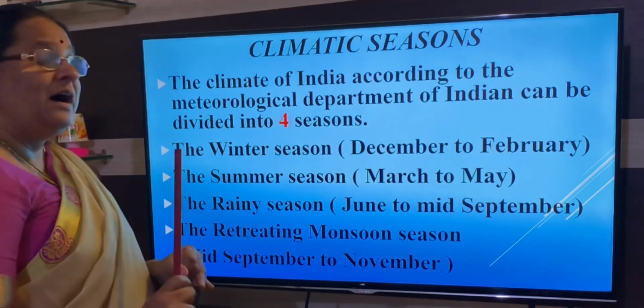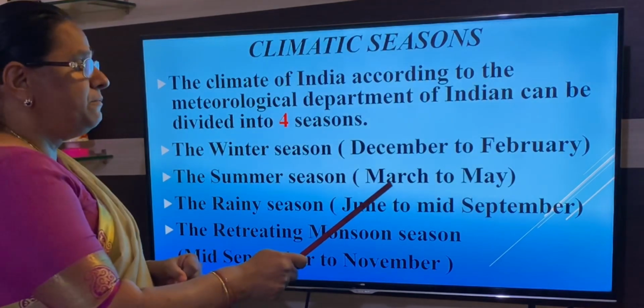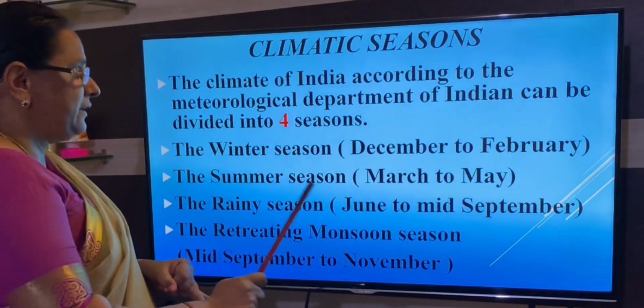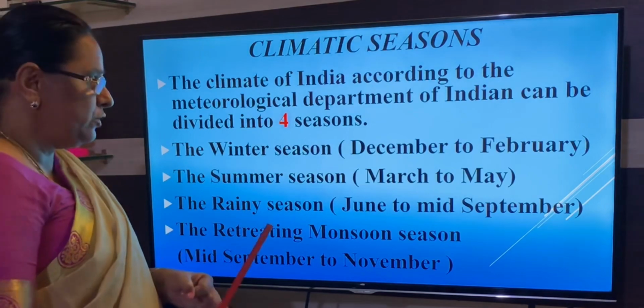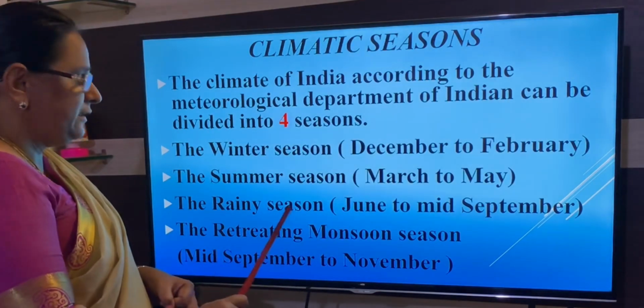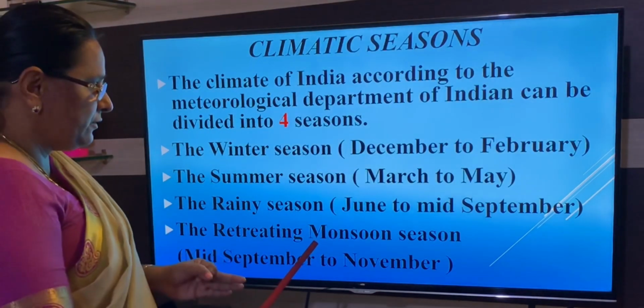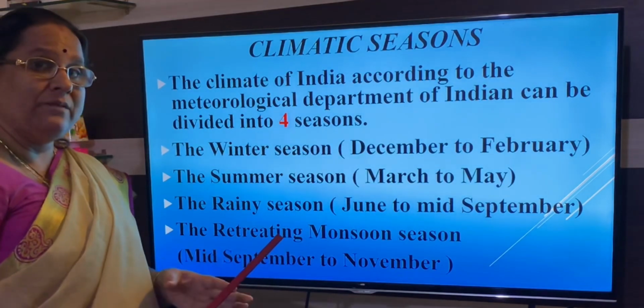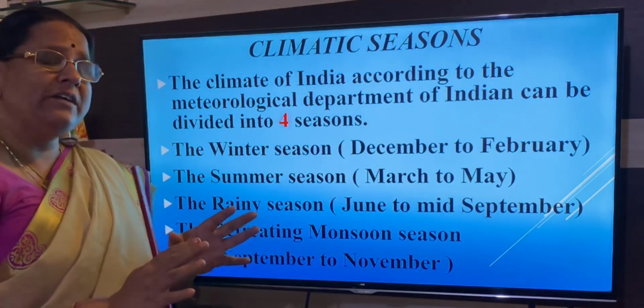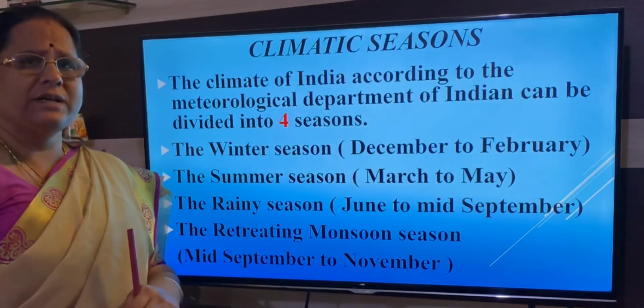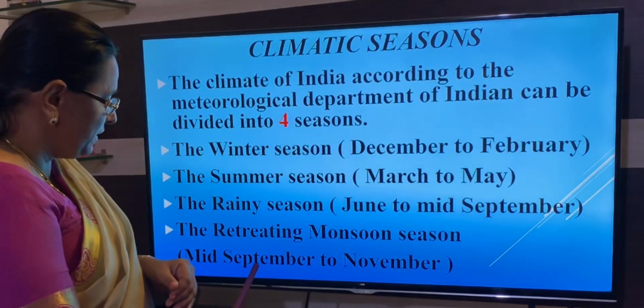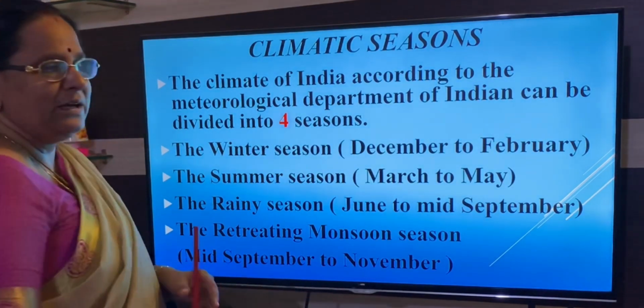And next one is our summer vacation starts from the month of March. So remember, that is summer season. And the school reopens in the month of June. So that is rainy season. And the next one is we celebrate Deepavali, and during that time we'll have heavy rainfall and we find it difficult to burst the crackers. So that is the way you remember mid-September to November.